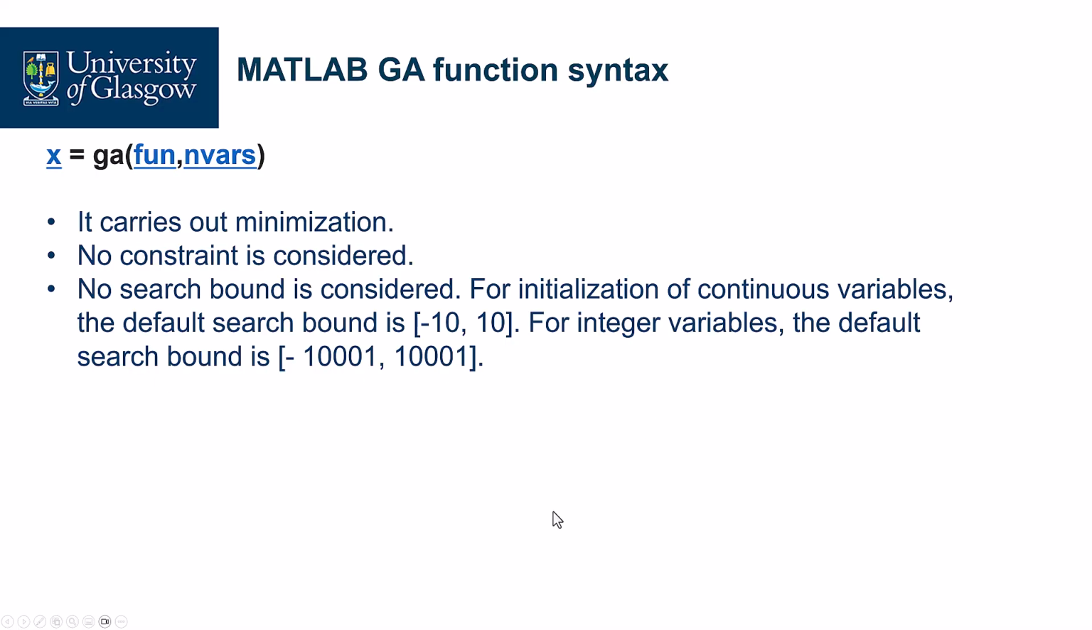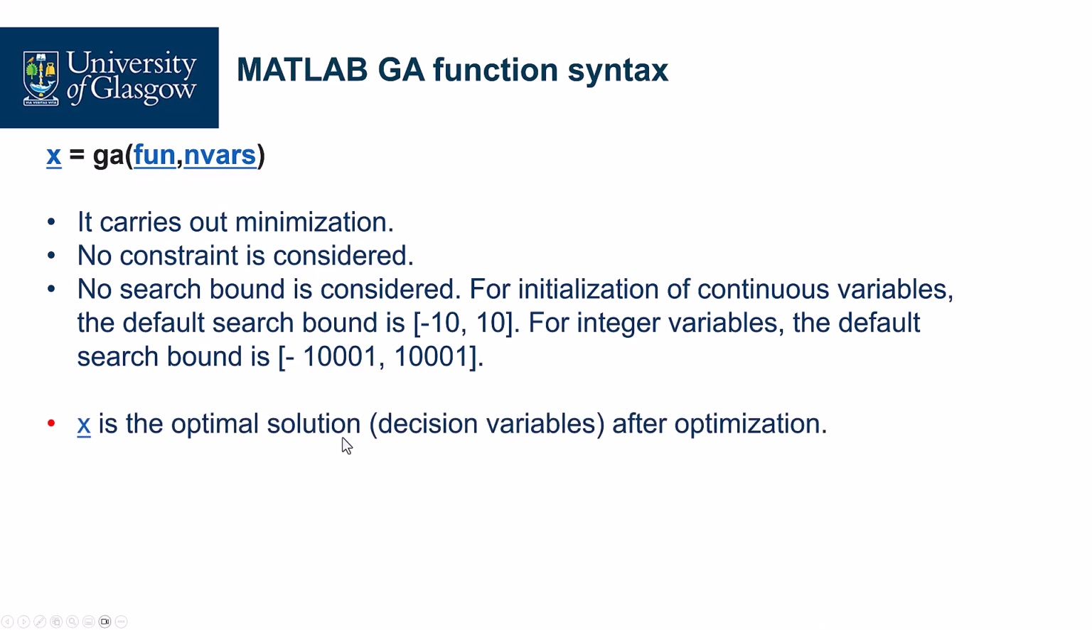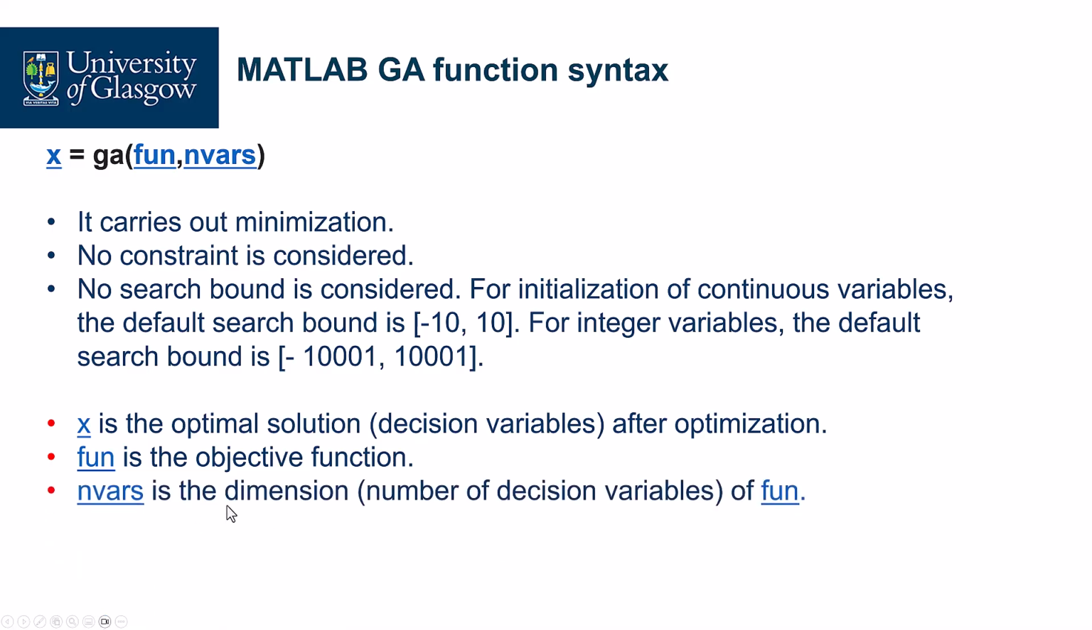Now let's see the input and output. Let's first see the output x. This x is the optimal solution, or optimal decision variables, after GA optimization. The function is the objective function for minimization. nvars is the number of decision variables of the function. This is the simplest form of the GA function, but clearly it has some problems. The biggest problem is that it can't set the search bound.